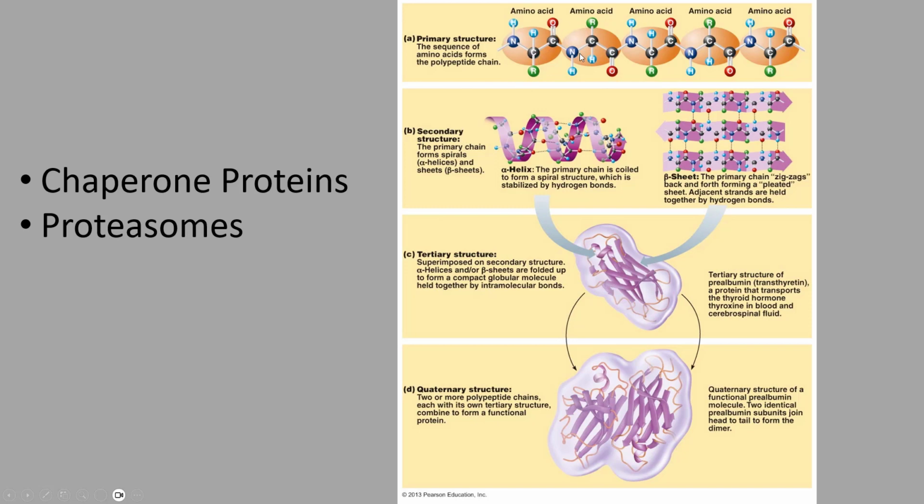Based on how it reacts, it's going to fold up either into a coil called an alpha helix, or folded back and forth on itself, a beta pleated sheet. Sometimes it's just these long random swirls. But this is called the secondary structure. The secondary structure has these shapes based on the primary structure.